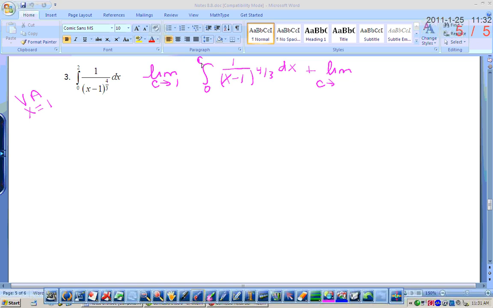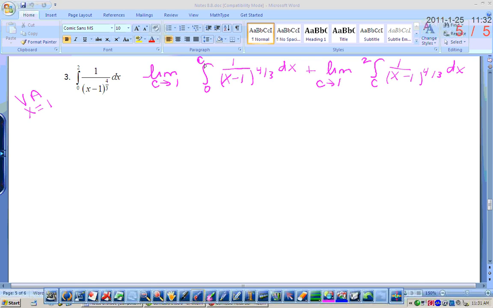See, there's so much notation that even I get bogged down in it. All right, so then the other integral needs to be from c to 2. And 1 over (x minus 1) to the 4/3.